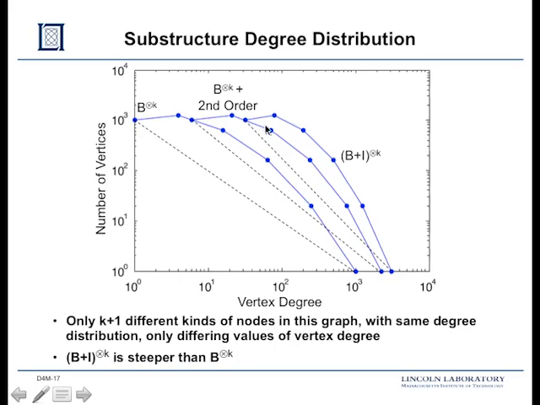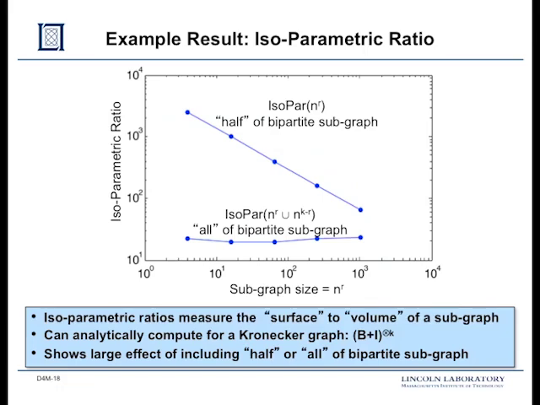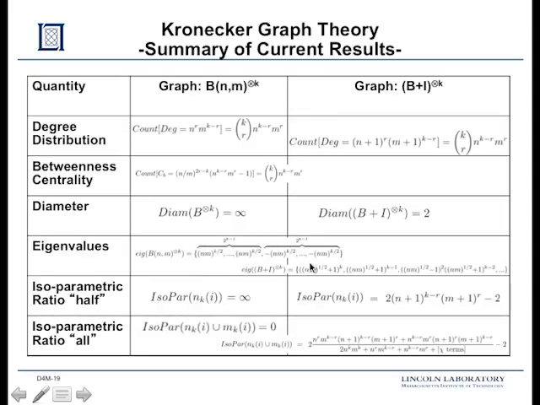And you can do other types of things, like here's something we did with isoperimetric ratios. I won't belabor that, but it's essentially a way of computing the surface to volume of subgraphs. And we can compute this analytically. And we see that the isoperimetric ratio of a bipartite subgraph is constant, but the half bipartite graph has this property here.